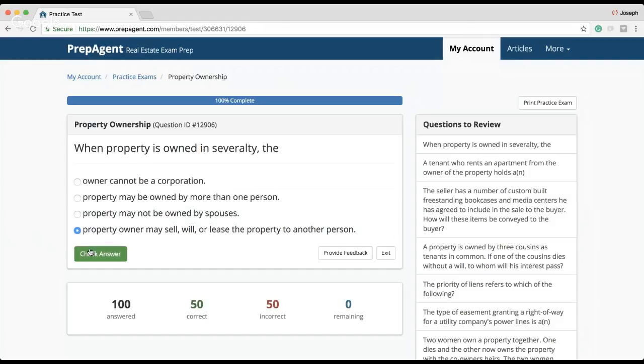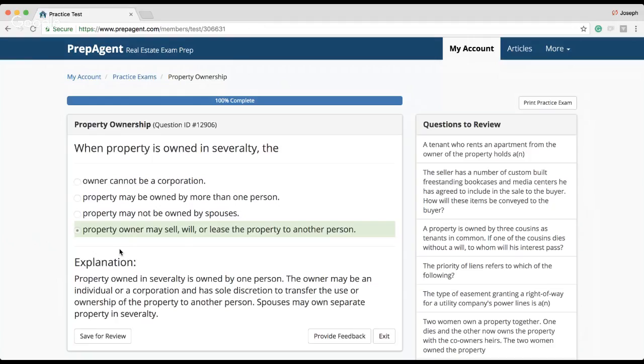Okay, and the answer there is D. So severalty means sole ownership. You own it by yourself, so you can do whatever you want when you own it by yourself. So my question to you is, what's it called when you own it with somebody else? Severalty is when you're alone. When you own it with somebody else, what's that called?